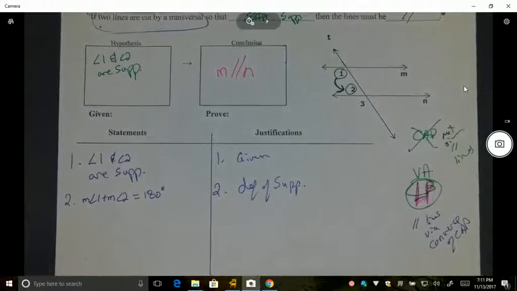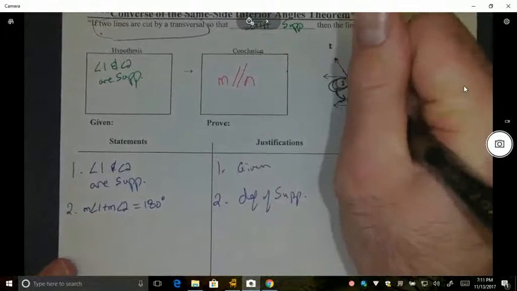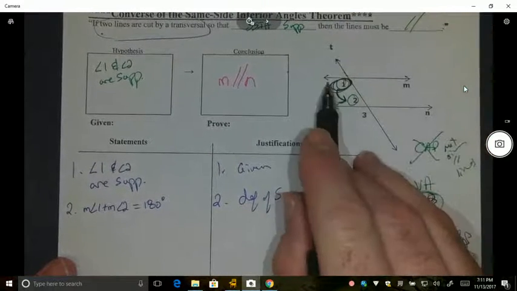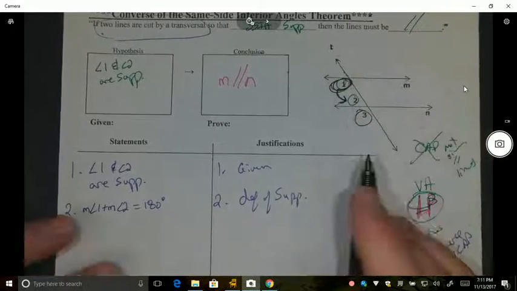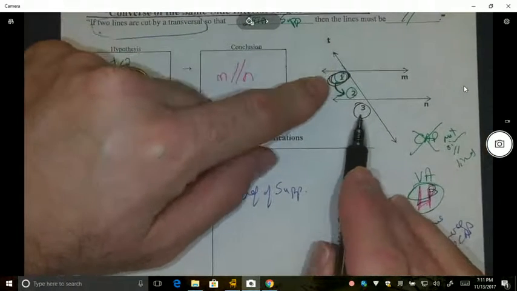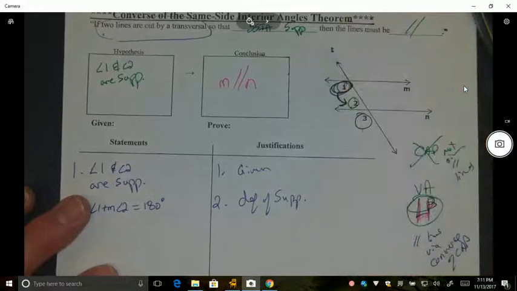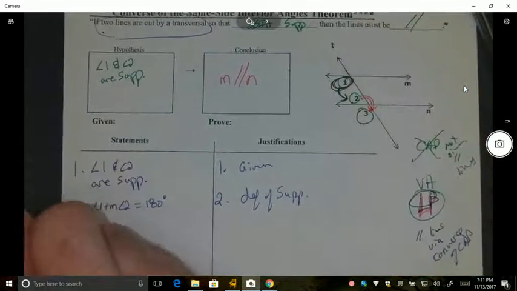Now, my whole goal in this is to prove the lines are parallel. So I really want an angle that corresponds with angle 1, and that happens to be angle 3. If I can somehow show those are equal, then I can use the converse of CAP to say the lines are parallel. So my goal right now is to go from 2 to 3, and I do have a connector. I can't go straight from 1 to 3 because I can't use the regular corresponding angles postulate. I do have a connector from 2 to 3. They are a linear pair.